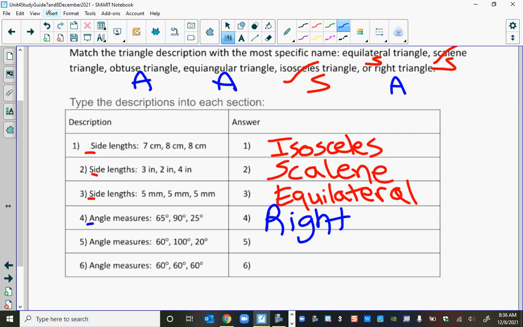Okay, so we have a right triangle. Is that a 90 degree angle? I think, Andrew, you said that, right? You're correct. What about the next one? A 60, a 100, and a 20. So which one, obtuse or equiangular? Obtuse, yeah, it has to be. 100 degrees, that's an automatic obtuse. And then the last one: they're all 60-degree angles. That must mean it is equiangular. Yep, you have no choice.